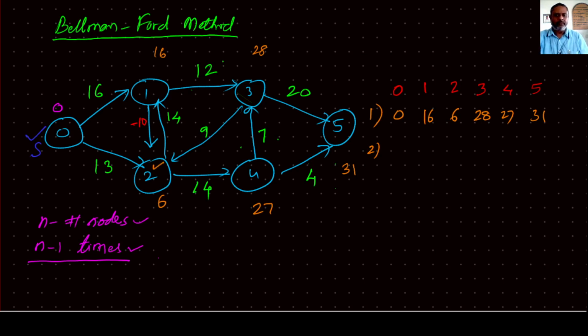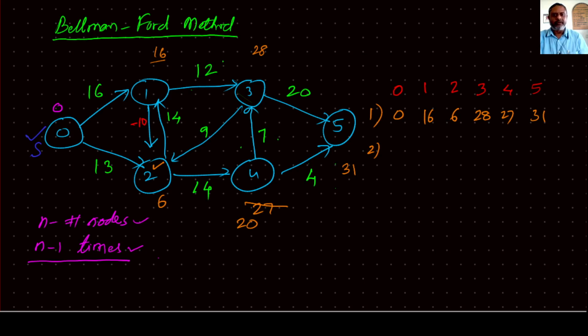From node 2 we go to node 1. 6 plus 14 makes 20. 16 is the better choice, so let's neglect that. Then we can go from 2 to 4. 6 plus 14 is 20. Definitely it is better than 27, so let us improve this. Done. So node 2 is over.